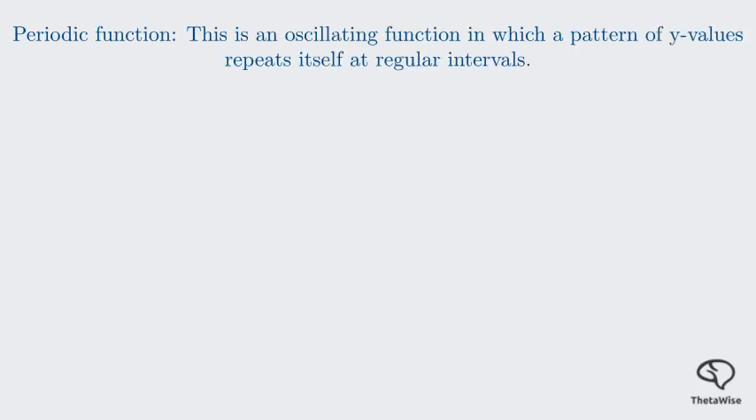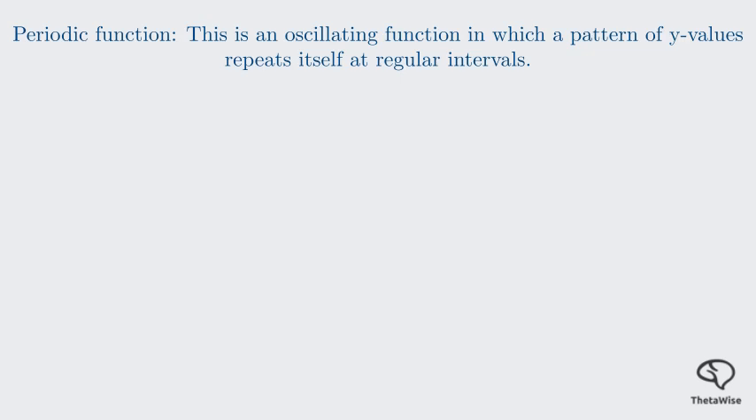Before we look at specific graphs, let's establish some important terminology. These terms are fundamental to describing and understanding periodic functions. First, a periodic function. This is an oscillating function, meaning it moves back and forth or up and down, where a pattern of y values repeats itself at regular intervals. Think of it like the tides of the ocean, which repeat a pattern every day.